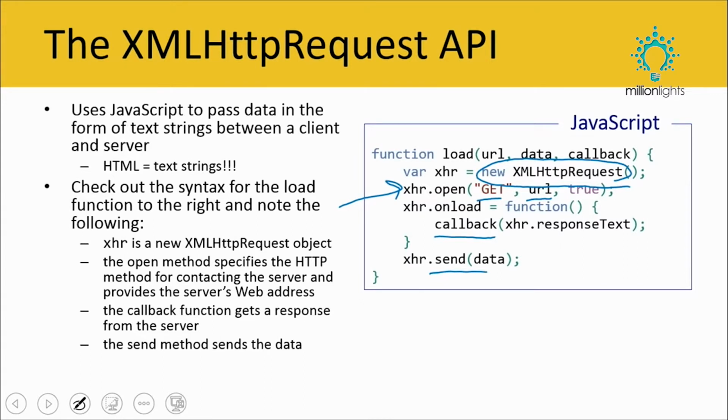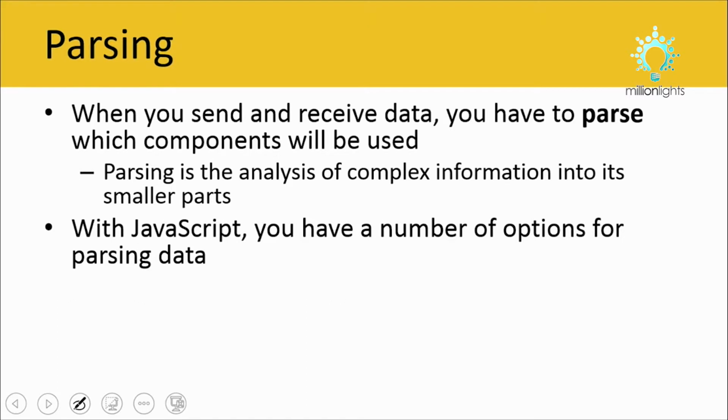So that's it in action. When we do receive data back from a server, we have to parse which components are going to be used. And so we send all kinds of complex information back and forth. And parsing is the ability to analyze that complex information and break it down into its smaller parts. So with JavaScript, you have a number of options for parsing data so that we can get usernames, access photos associated with those usernames, also get phone numbers, addresses, all that good stuff that we use the web for, right? Get directions, cool stuff like that.